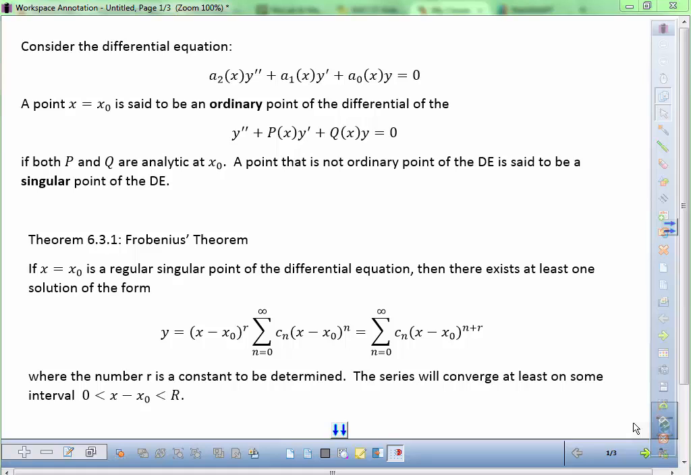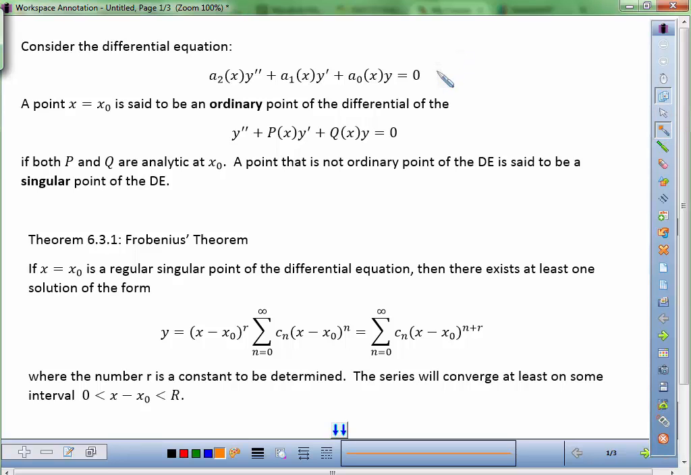I want to remind you of what differential equation we're dealing with. We're dealing with a second order differential equation, and the differential equation could be of this form. Normally we would want to write it in standard form to assess the trouble points, the singularities they call them.